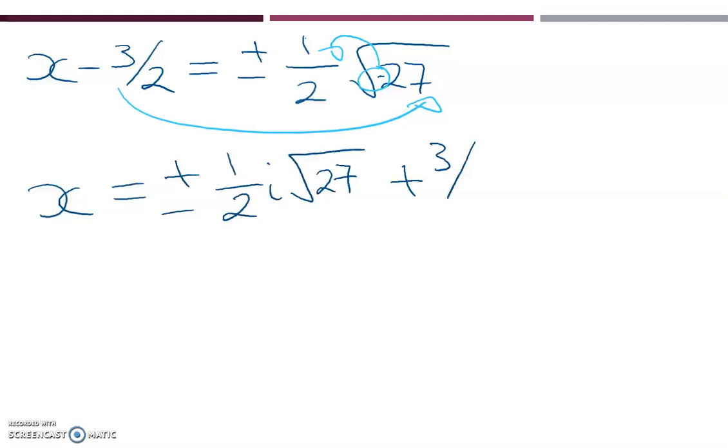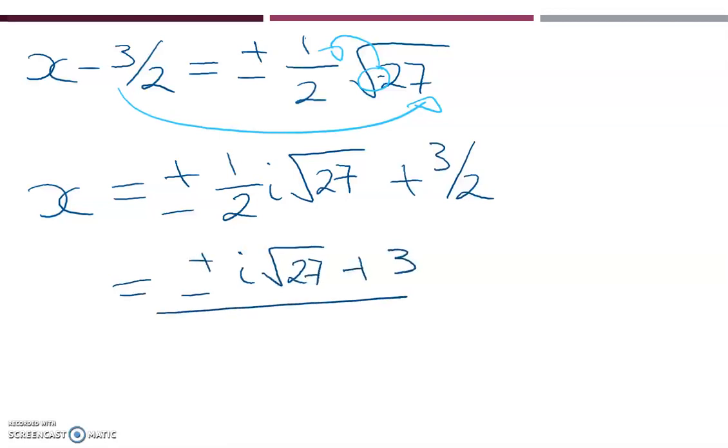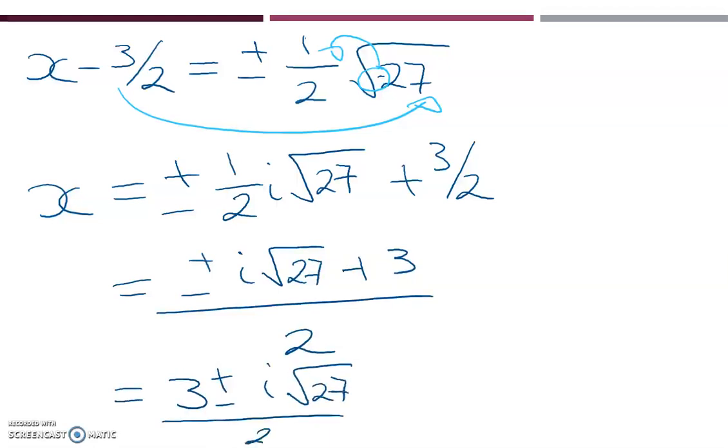Now if you wanted to, because they're both over 2, you can actually write that as plus or minus i root 27 plus 3, all over 2. Which also means you're more likely to see the 3 out the front and have the answer look like that.